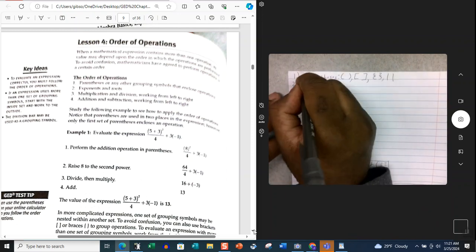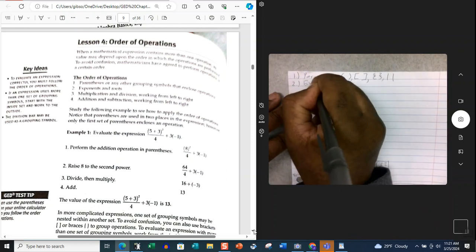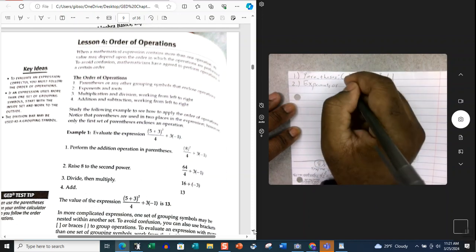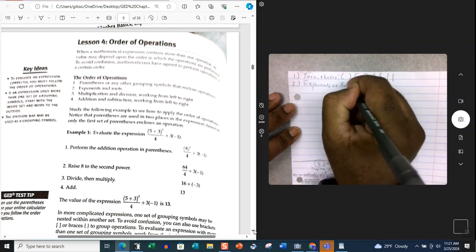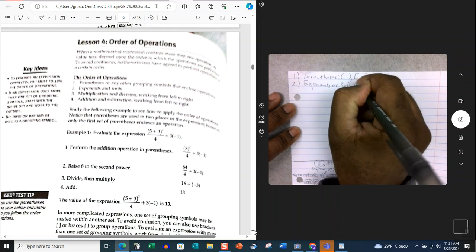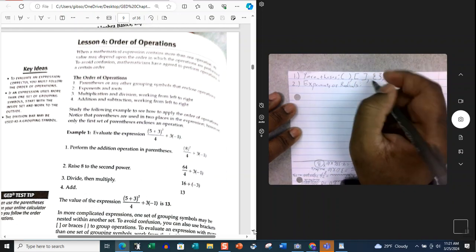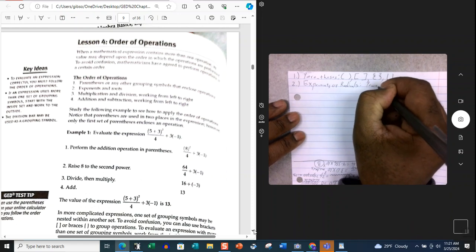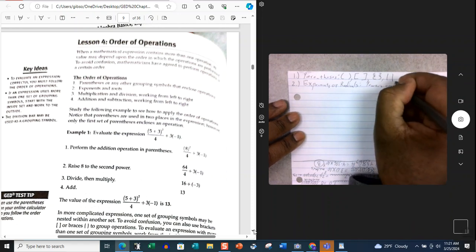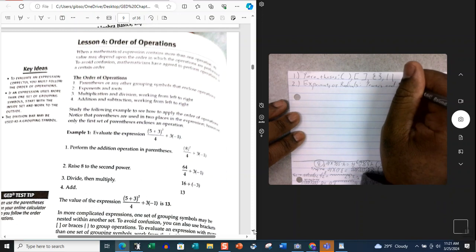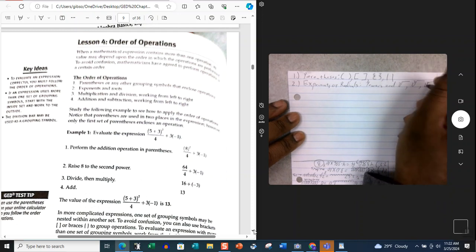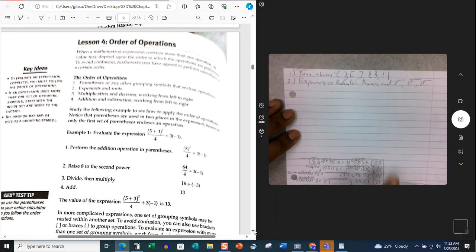So number 2, you have exponents. It's actually exponents or radicals. And this is denoted by powers. So you have powers and you have radicals, like square root, cube root, fourth root, and so on.